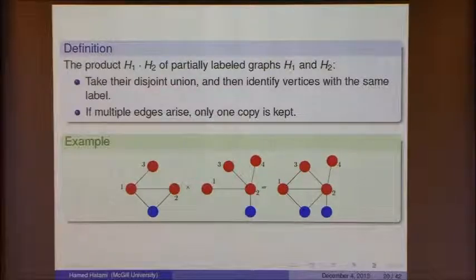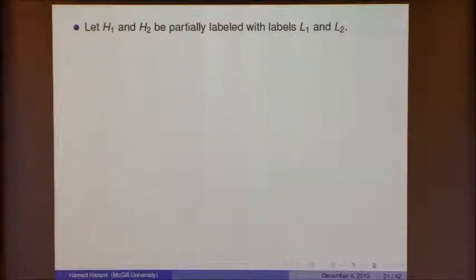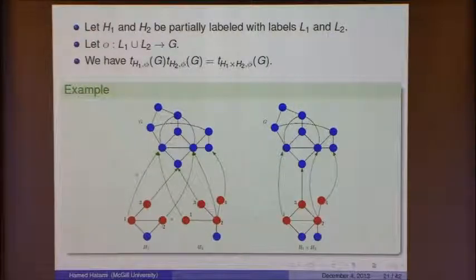Now, why is this a good definition? Suppose I have two graphs with labels L1 and L2, and I have a map phi which tells me where the labels should go. So phi maps all the labels in L1 union L2 to G. Now I claim that I have the following identity. If I multiply these two things, the homomorphism densities of H1 and H2, then I'll get the homomorphism density of H1 times H2. So let's see why that's true.